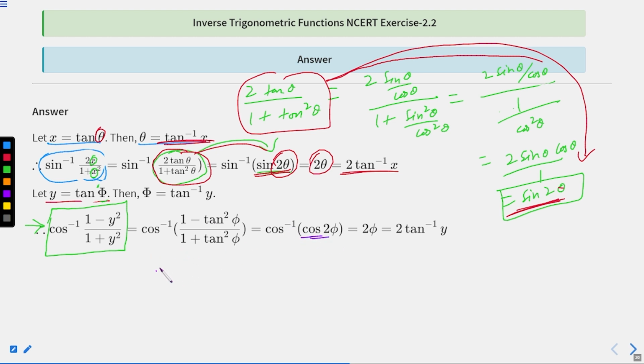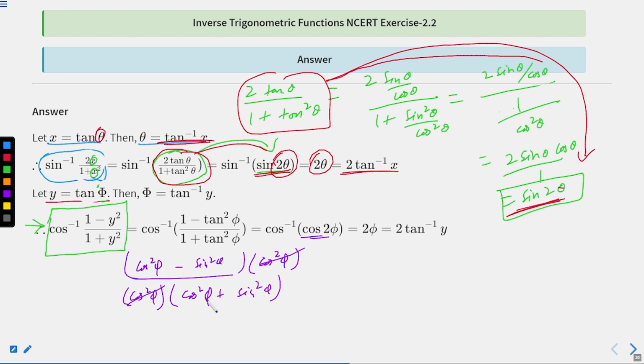So let me do it. 1 minus sine square phi, by this, will be what? Cos square phi. I am directly using it. So here it will be cos square phi. Now, cos square phi plus sine square phi in the numerator, over cos square phi. So this will get cancelled. This will be 1, and this is what? As you can recall, cos 2 phi is cos square phi minus sine square phi. That's why we wrote cos 2 phi.